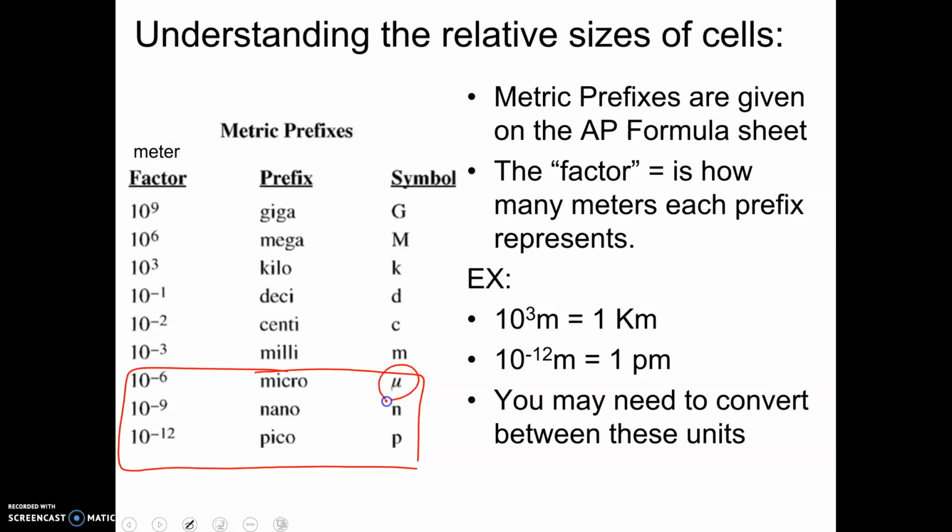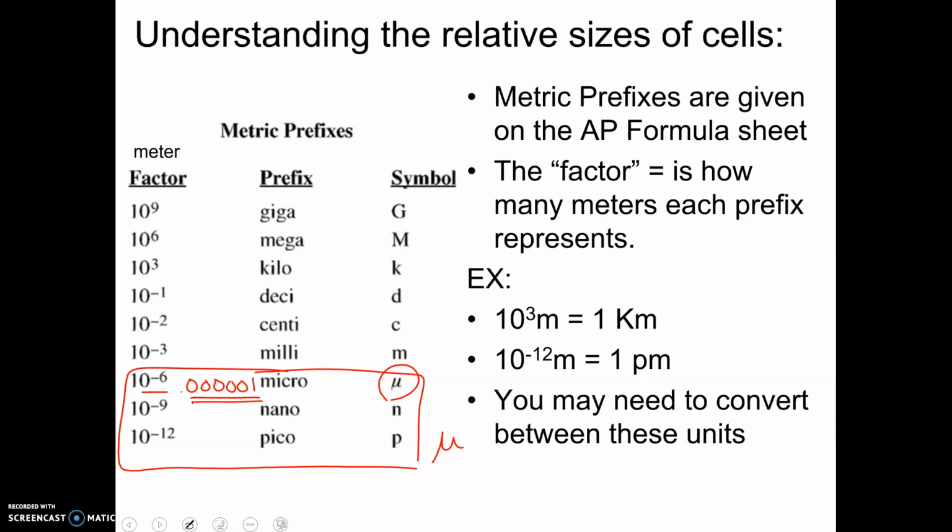The micro is this Greek letter called mu. It looks almost like a U, but it isn't, a Greek M for micro. And these are really small, 10 to the negative 6. So a micrometer is 1, 2, 3, 4, 5, this much of a meter.